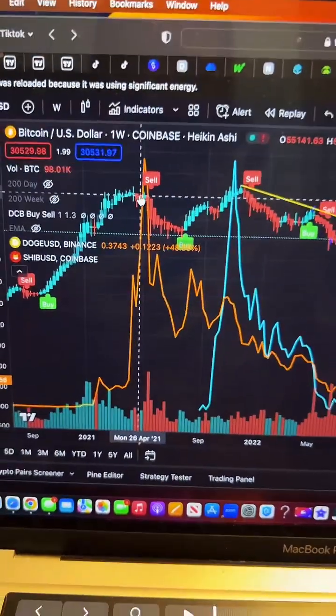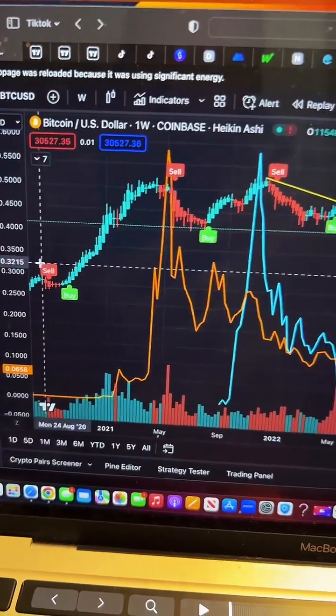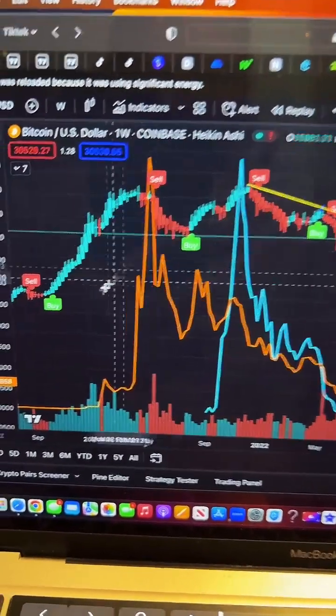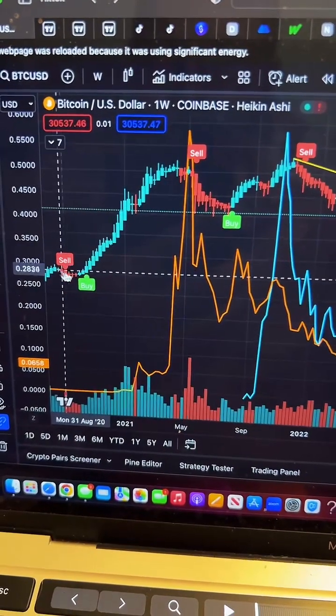Look at that. Look at the correlation. There was the first top, Doge. Let me hide this. Yeah, sell signal, just nailed it too. Look at these signals. That one's actually a winner. You can call it a loser though, but it is a winner.